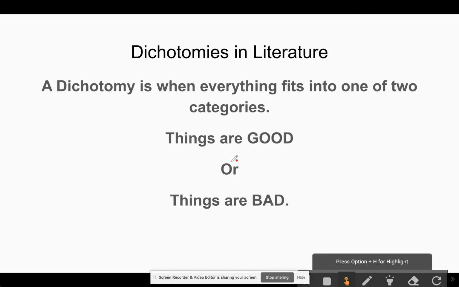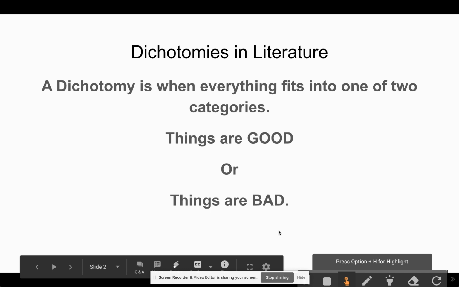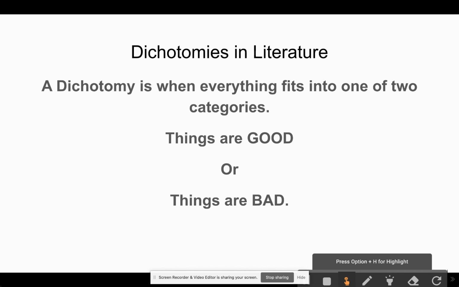So the first thing we need to understand is there are dichotomies in literature. A dichotomy is when everything fits into one of two categories. Things are either good and they're super good, or things are bad and they're super bad. Beowulf was set up like it's a dichotomy. And so we have good, yay, the Vikings are good. And then we have bad, Grendel is bad.